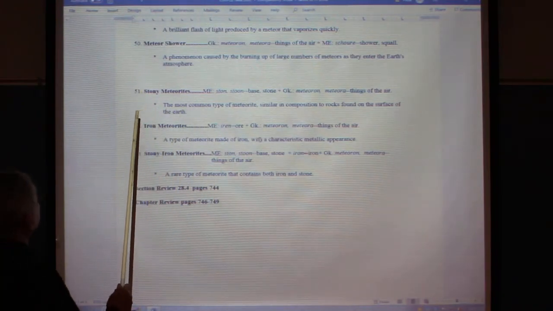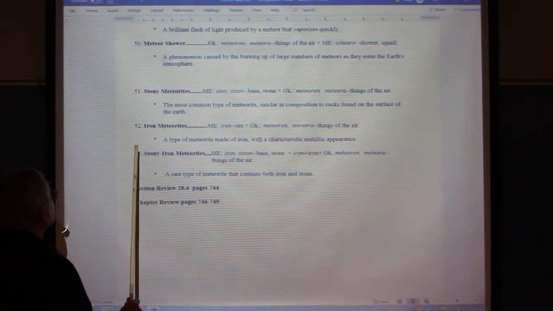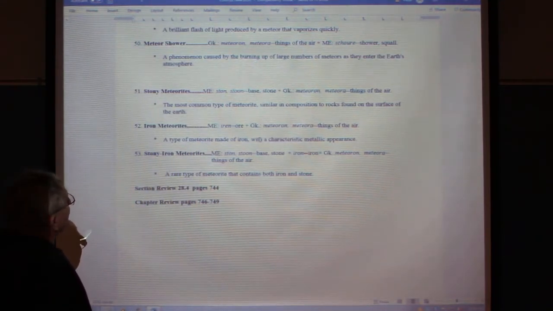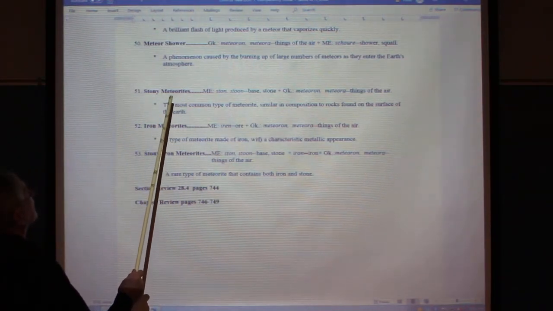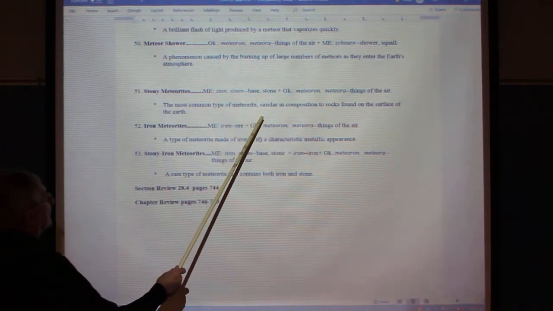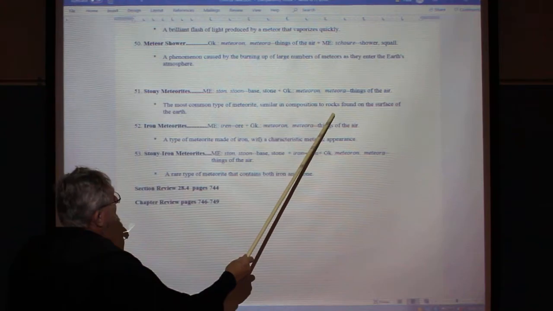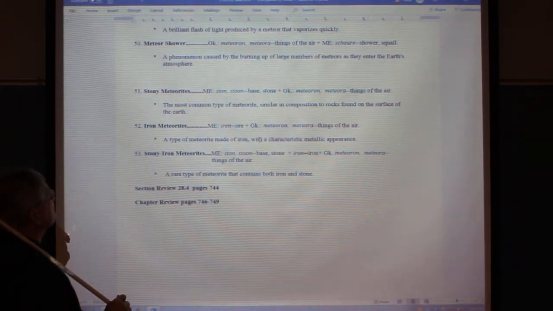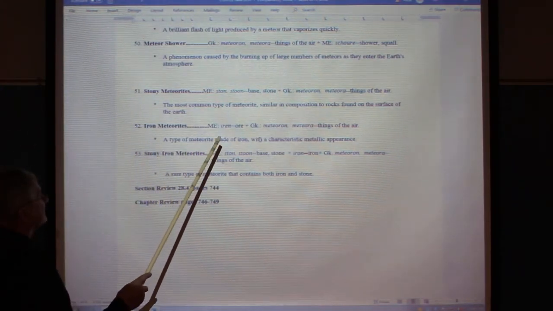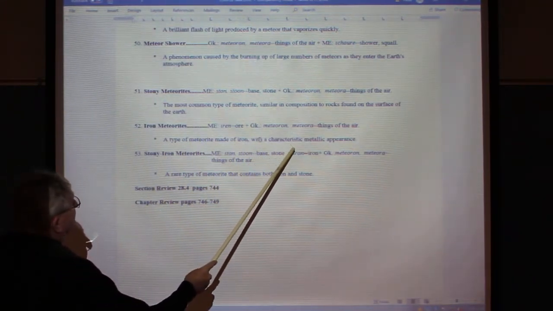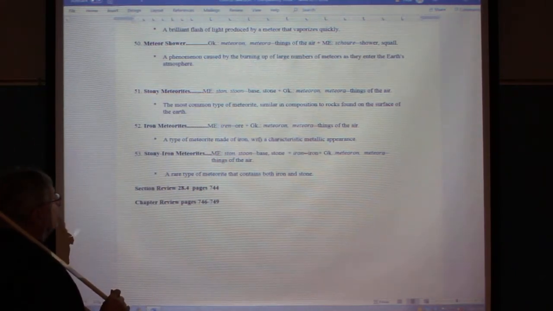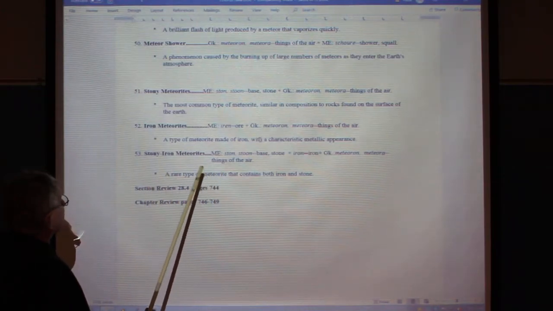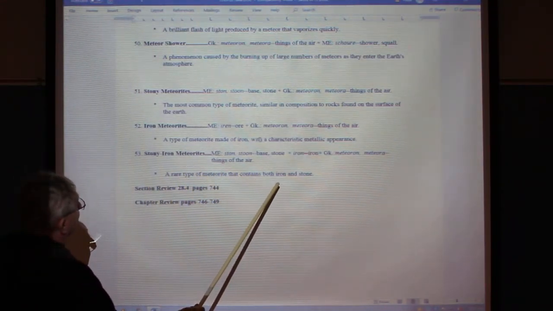Now if you move up a bit, look at these three words. You have stony meteorites, iron meteorites, and stony iron meteorites. Now it looks very complicated, but it isn't. A stony meteorite, the most common type of meteorite, is similar in composition to rocks found on the surface of the Earth. You can go even in Antarctica and you'll find these stony ones sitting on top of the glaciers, because they're falling out of the sky all the time. Iron meteorites are a type of meteorite made of iron with a characteristic metallic appearance, kind of shiny. And then the stony iron meteorites are a mixture, a rare type of meteorite that contains both iron and stone.